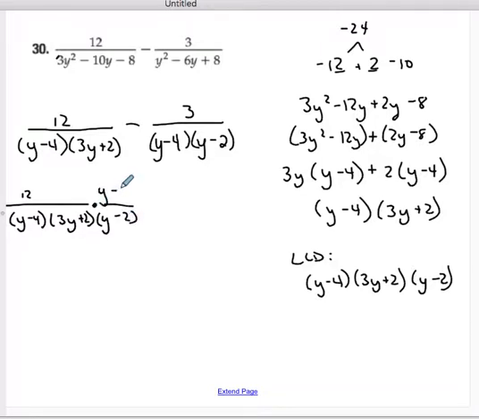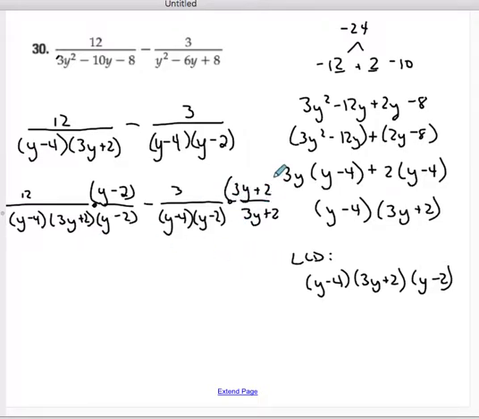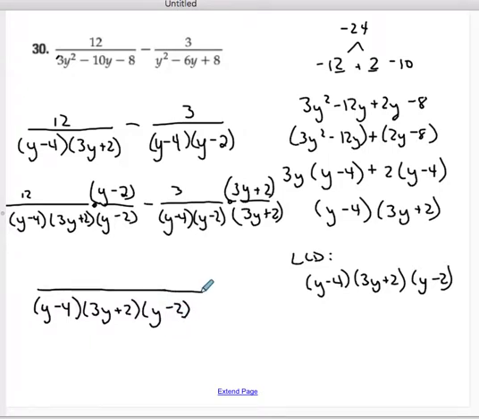And I'm going to do the same thing on the other fraction. Here I've got 3 over y minus 4 times y minus 2, and I'm missing this 3y plus 2, so I'm going to multiply that in, 3y plus 2. I'm going to put those in parentheses just so I don't forget that they're factors. So now I've got a common denominator, this lovely y minus 4 times 3y plus 2 times y minus 2. That's my nice denominator.